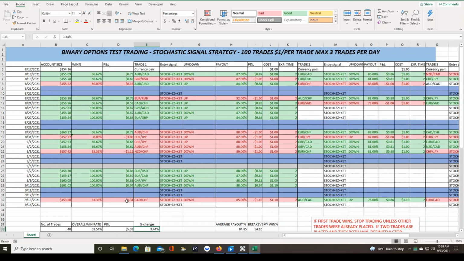So here's where we are. We're still profitable. We've taken 40 trades now, so 40% of the testing is done. That's a good thing. The overall win rate is just under 62%. Here's our P&L. We're only risking $1 per trade.